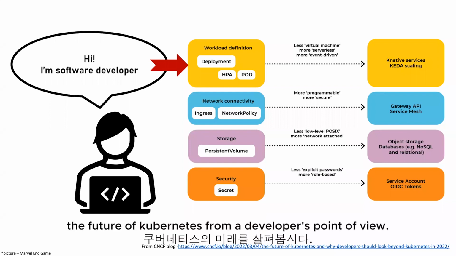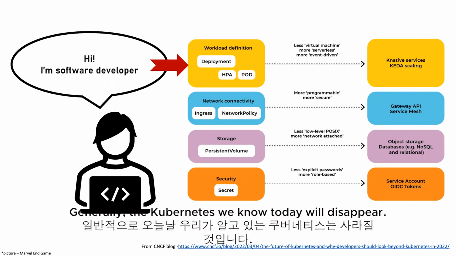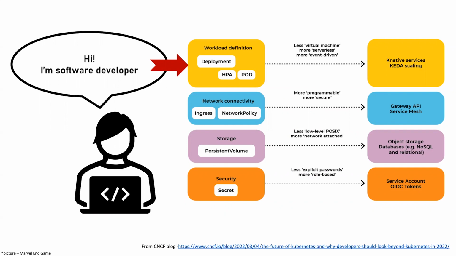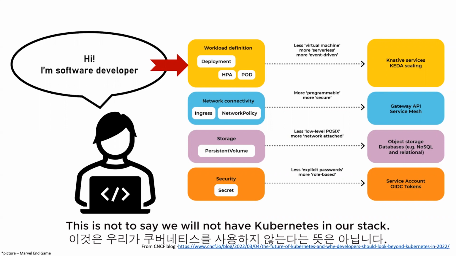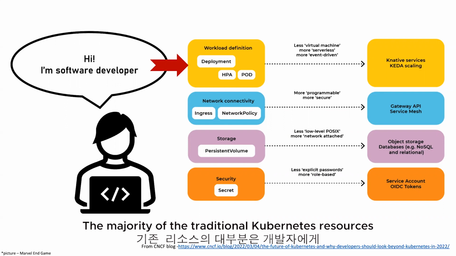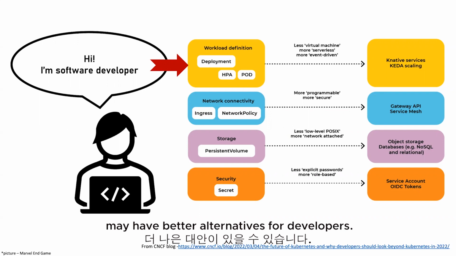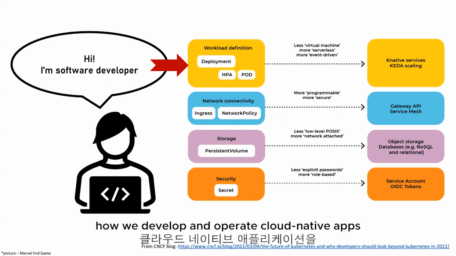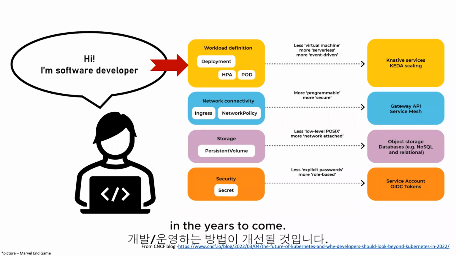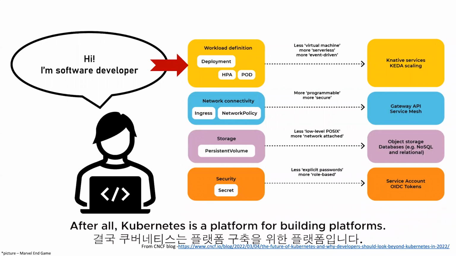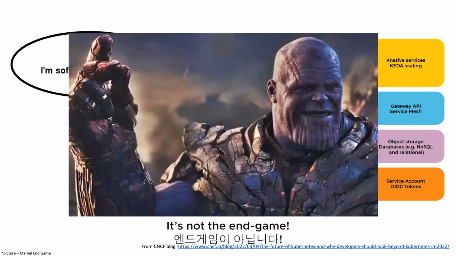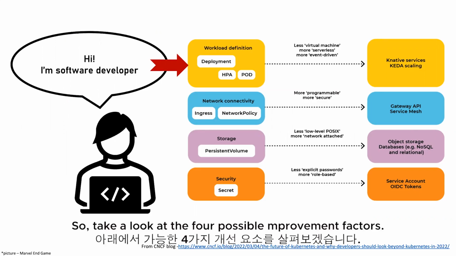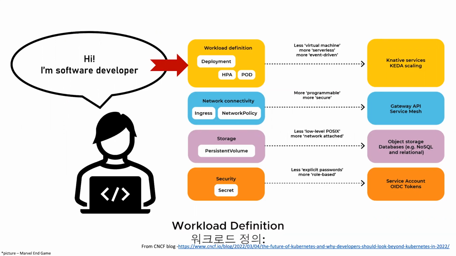Now let's take a look at the future of Kubernetes from a developer's point of view. Generally, the Kubernetes we know today will disappear. This is not to say that we will not have Kubernetes in our stack. The majority of the traditional Kubernetes resources may have better alternatives for developers. Using alternatives will improve how we develop and operate cloud-native applications in the years to come. After all, Kubernetes is a platform for building platforms. It is not the end game. So take a look at the four possible improvement vectors below.